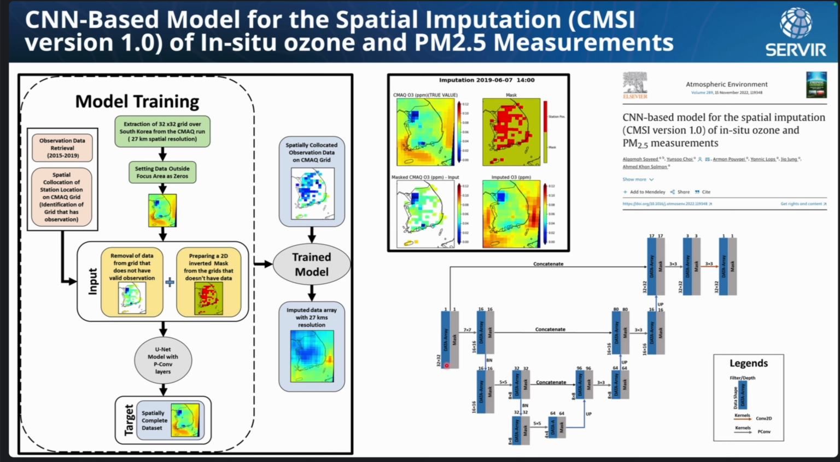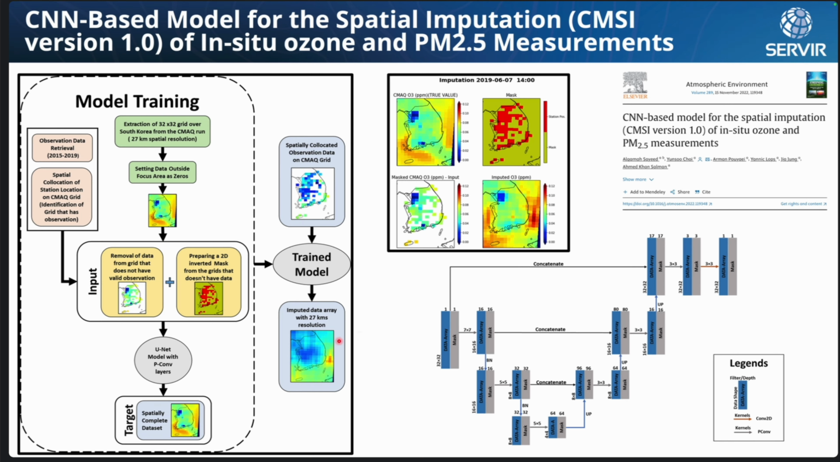One is a data layer and one is a mask layer, and then the general U-Net architecture for the partial CNN. Once we train the data, for the target we use the spatially complete CMAQ dataset. Then we train the model. Once the model was trained, we use this model to estimate PM2.5, especially collocated observed ozone, PM2.5, and we get an imputed data set with 27 kilometer resolution.